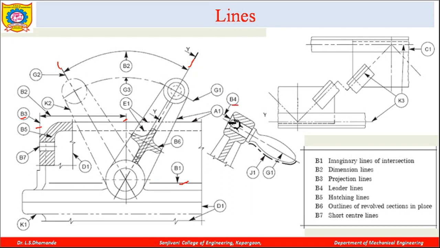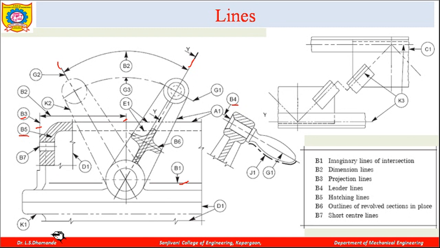It is showing something about this particular surface. This surface is marked as A1, so it is shown by this B4, that is the leader line. Then the hatching lines: this is nothing but the hatching line. A sectional view is shown here. So this B5 is nothing but the hatching line, and the outline of a revolved section in place.